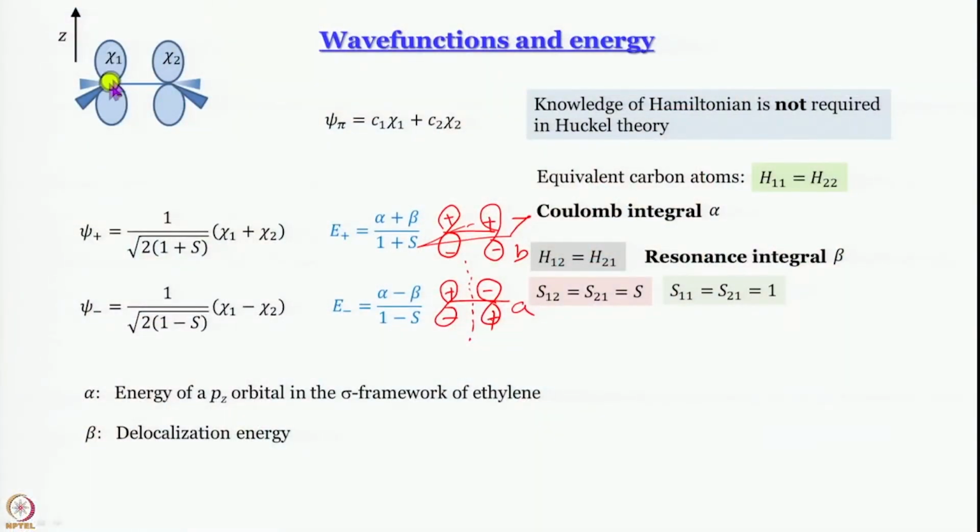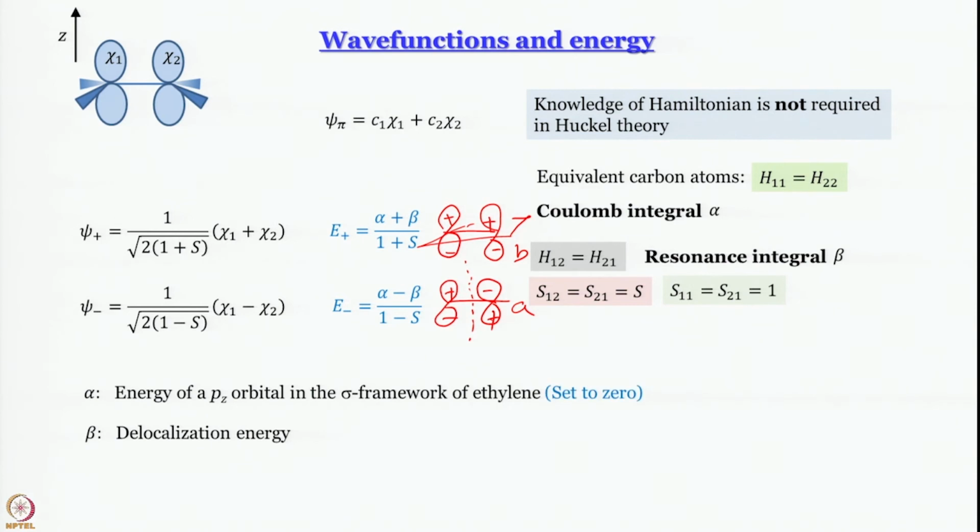And what is beta? Beta is delocalization energy. Chi1 H chi2 integrated over all space, that accounts for delocalization of each electron over the entire molecule, on all the pi MOs. So, it would better be negative, because if that energy is not negative, then why will the pi bond form? Negative energy means stabilization, is it not?